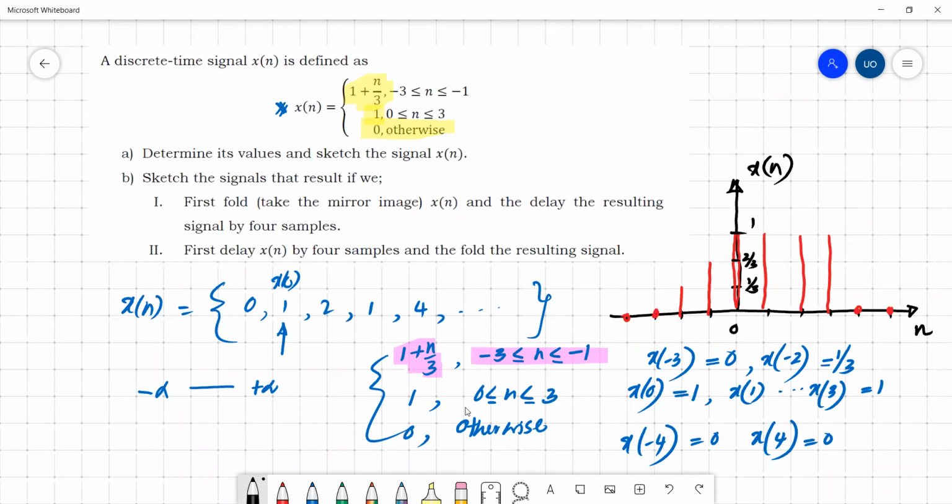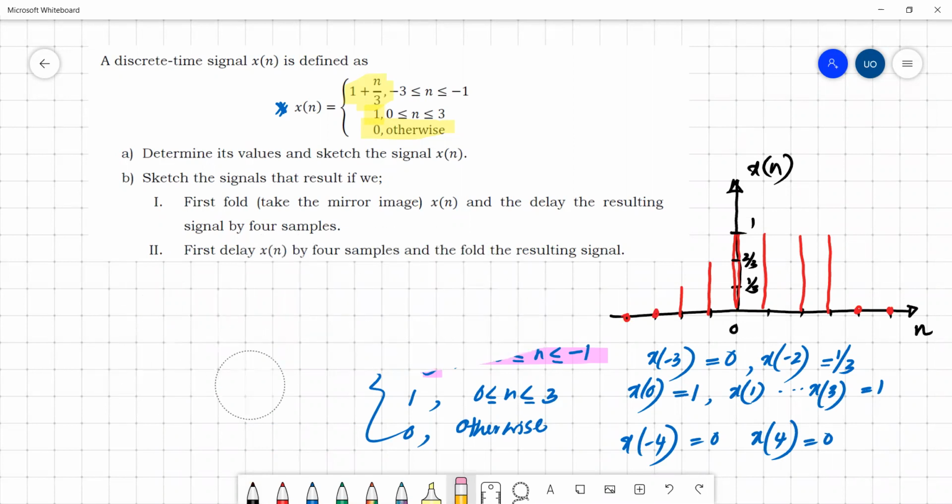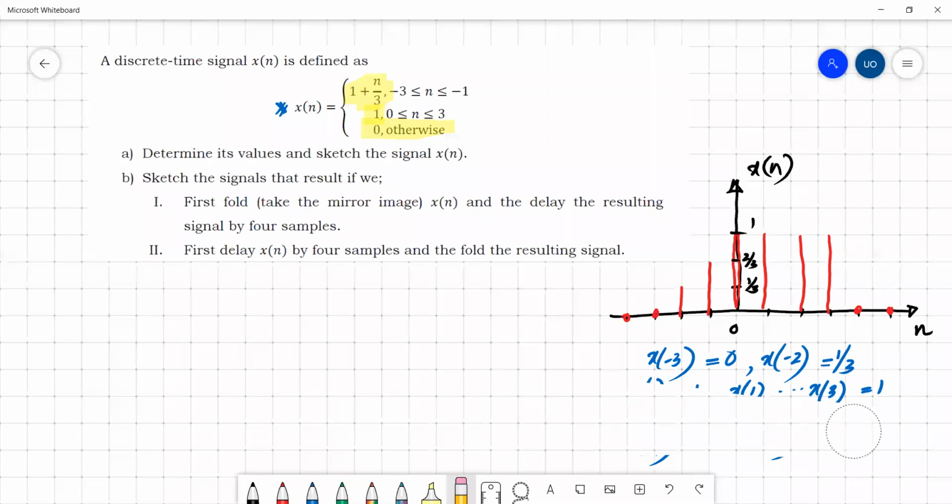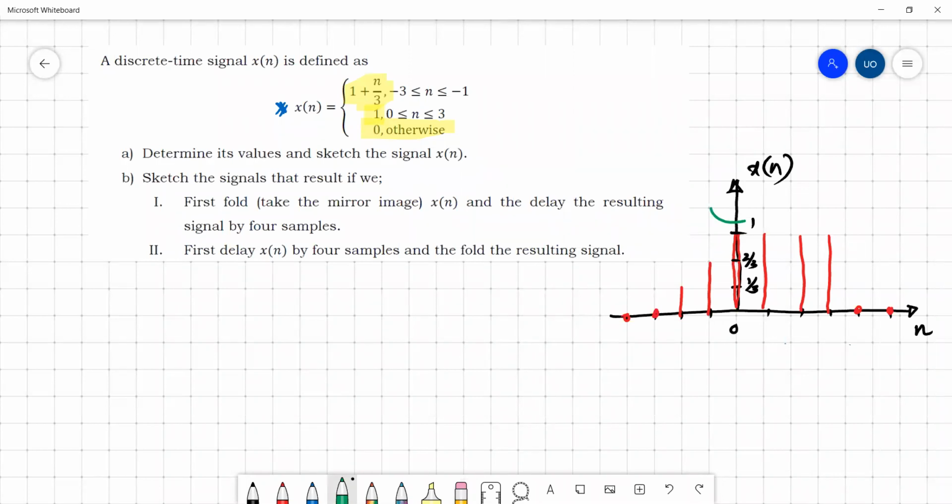Yes, then the second part: sketch the signals that result if we first take the mirror image of xn and then delay the resulting signal by 4 samples. How do we do it? Now we have this xn. You can easily get the mirror image of this xn. If you take the mirror over the y-axis, you can simply get the mirror image. So you have to take the mirror over this y-axis.